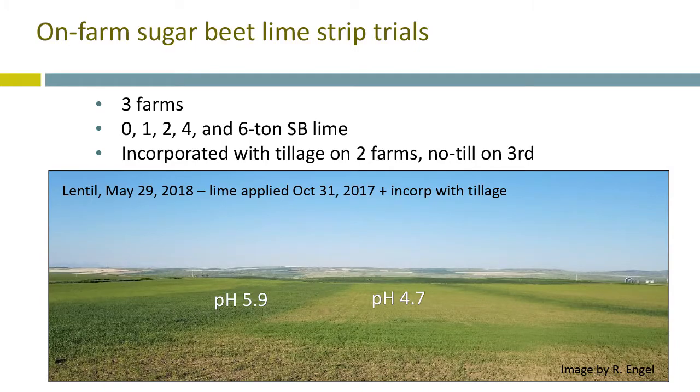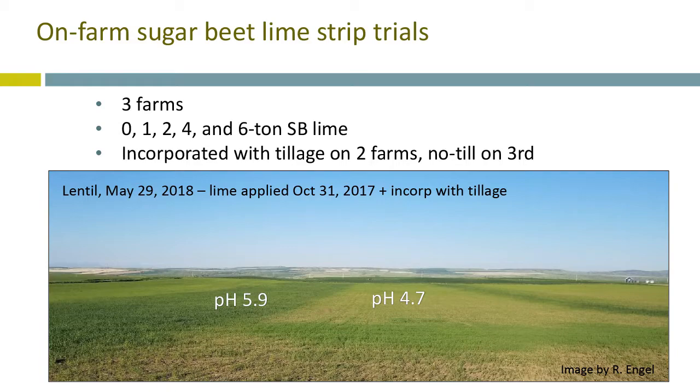So moving on to the field, a little more real life than a beaker with water and soil being stirred. This was done on 3 farms at up to 5 different lime rates, 0 up to 4 tons on one farm and 0 up to 6 tons on the other 2. The sugar beet lime was incorporated with tillage on 2 farms, and it was left on the surface in a no-till situation on the 3rd farm.